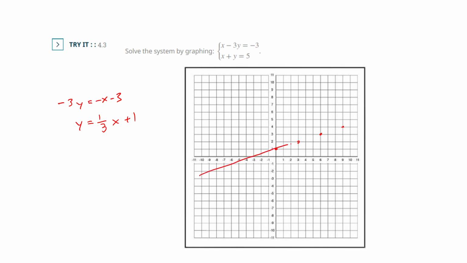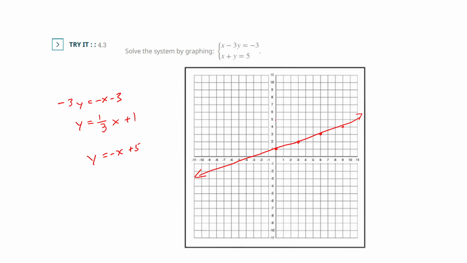Okay. Now the reason this is a difficult approach is because making those lines look nice and perfect so you can actually intersect on the grid can be rather challenging. Now I'm taking that second equation, I'm putting it in slope-intercept form.